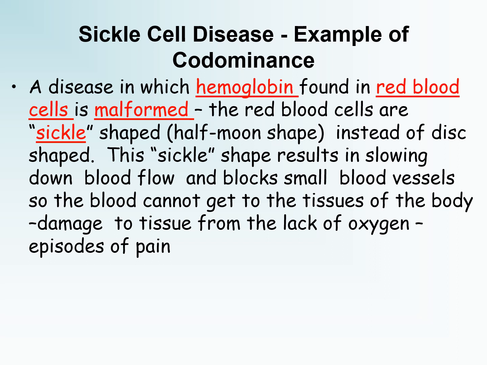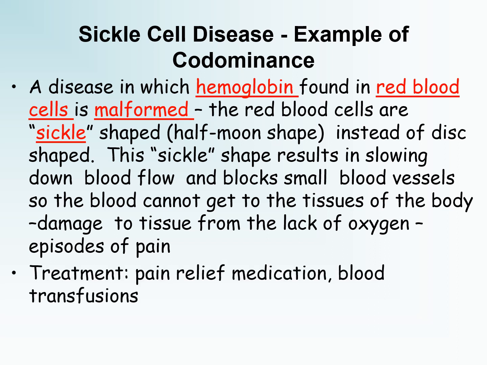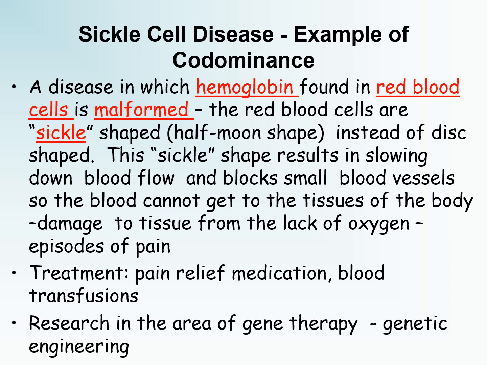The sickle shape, just because of the shape of it, results in slowing down blood flow and will actually even block some smaller blood vessels, so the blood can't get to the tissues of the body. This then results in damage to the tissues from the lack of oxygen, and it can cause extreme pain. The only treatment we have for it right now is, if a person is having what's known as a sickle cell crisis, they can receive very powerful pain medication, and then they'll often have blood transfusions.